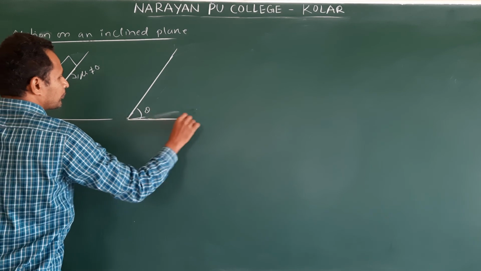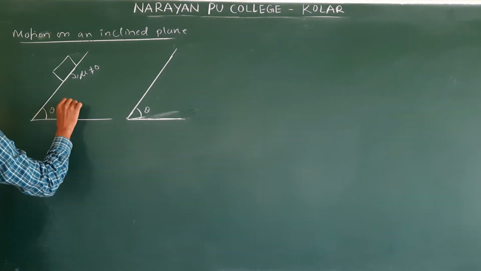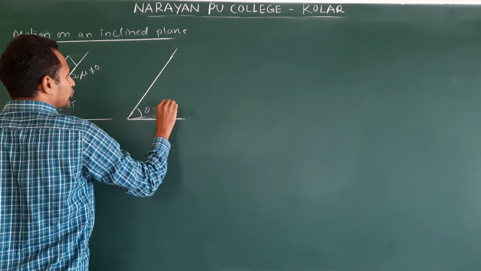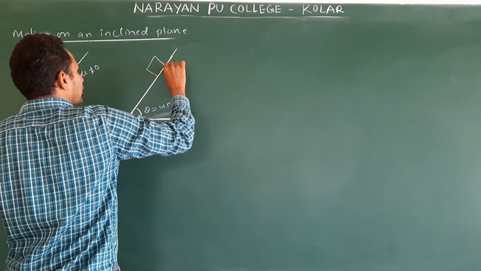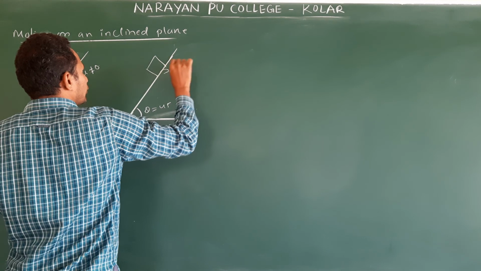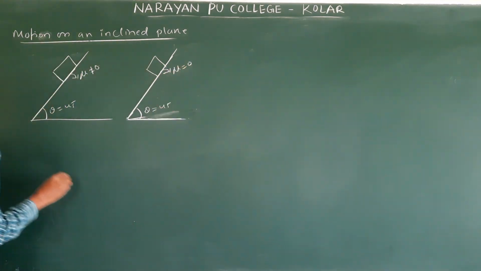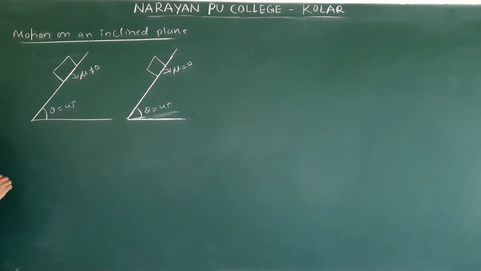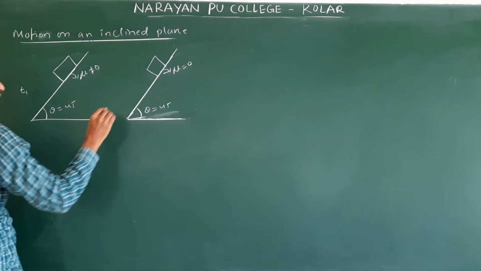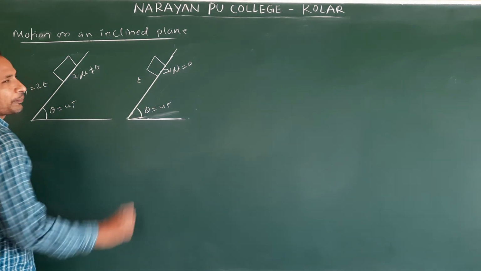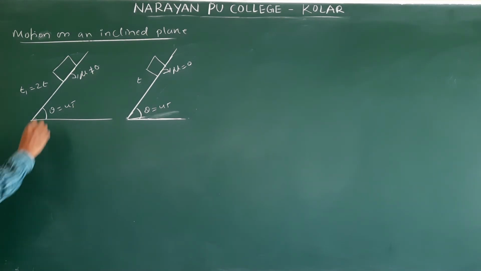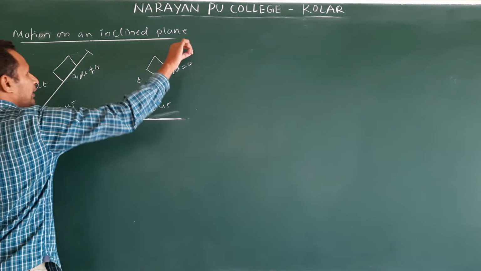Theta remains the same. Here also theta is equal to 45. This is the smooth inclined plane. u is equal to 0. Okay. Then in this case, take time t1, and this is time t. To slide down, it is taking twice this time. Okay, this length is, let us say, the same inclined plane length.